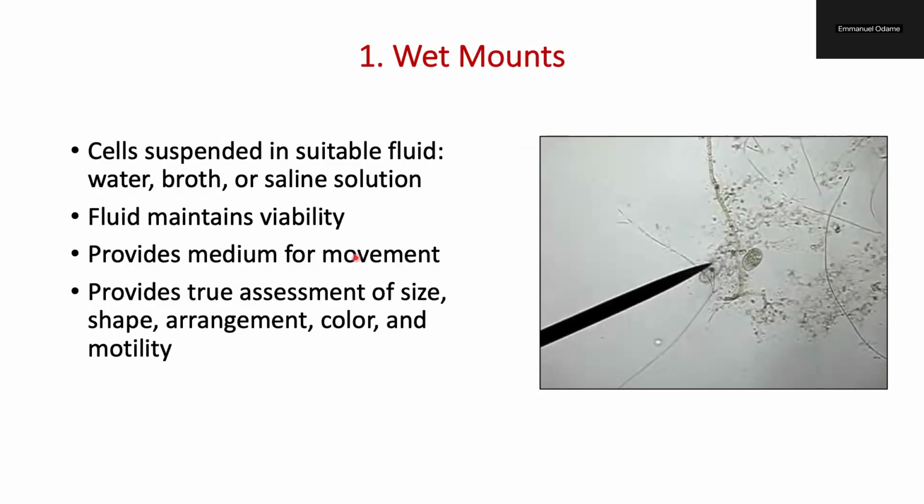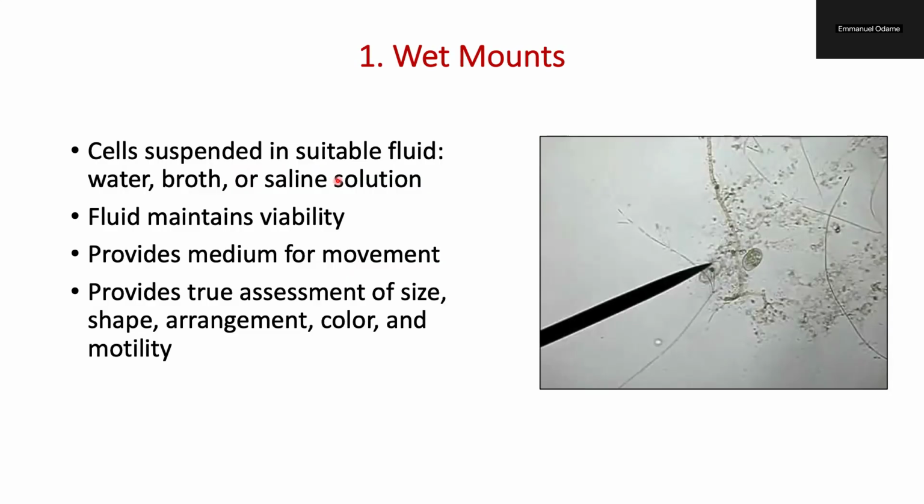So talking of the first point, which is preparing the sample, cell suspensions. We have different types of cell preparation for microscopy. The first one is the wet mount. The wet mount includes using a cell suspension in a suitable fluid or water bath.